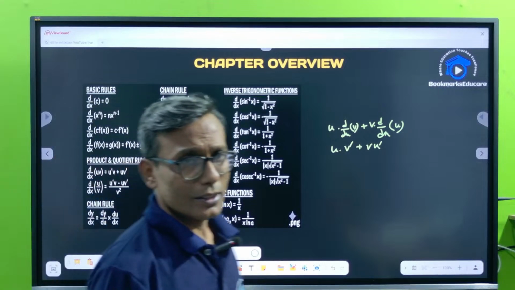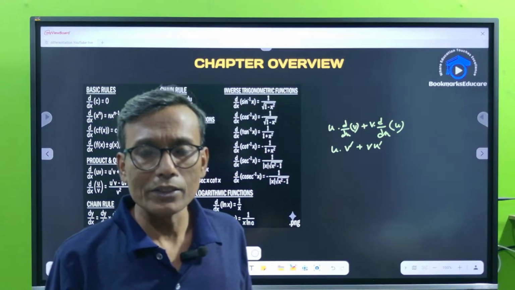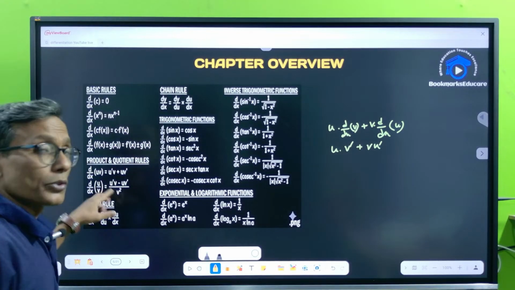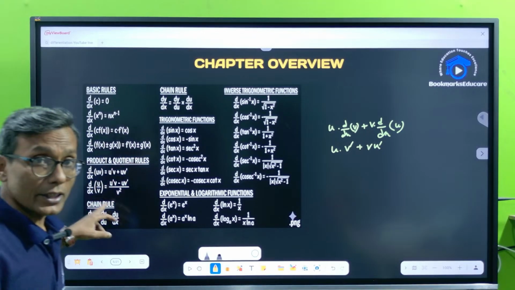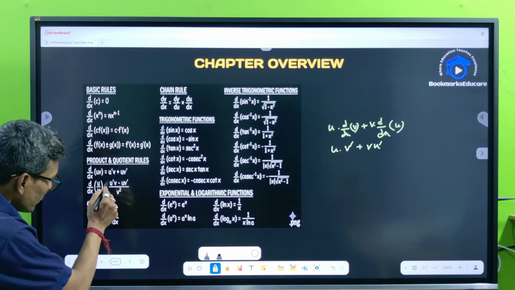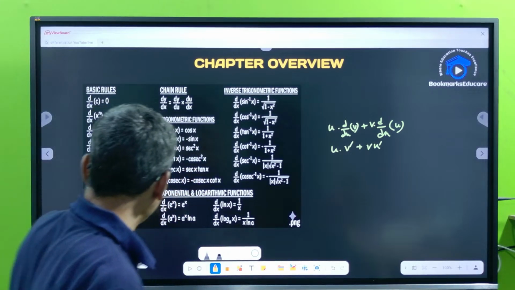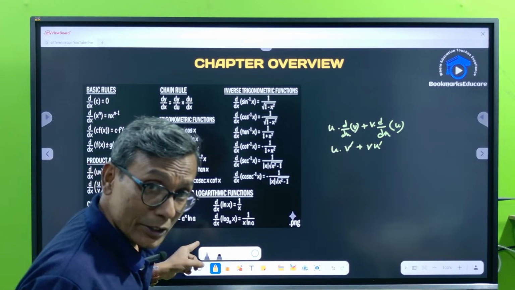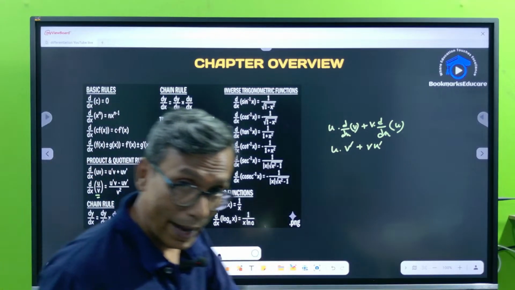If any two functions are in division form, then their derivative is as follows. Here u is the numerator and v is the denominator. It is the denominator into d/dx of u, minus the numerator into d/dx of the denominator, divided by the denominator square.